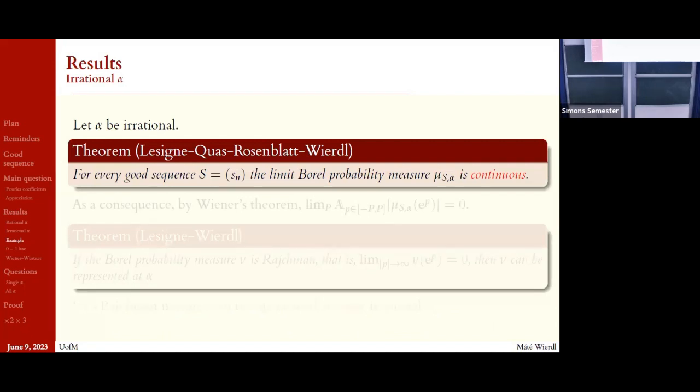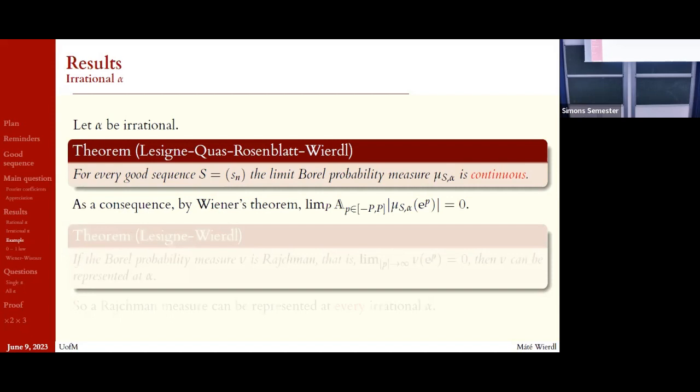So let alpha be irrational, and here we have this theorem by the four of us, Lessing, Anthony Quast, Joe Rosenblatt, and myself. For every good sequence S, the limit Borel probability measure mu S alpha must be continuous. So for example, it cannot be what we saw before, the Dirac measure at 1/2. It's an impossibility.